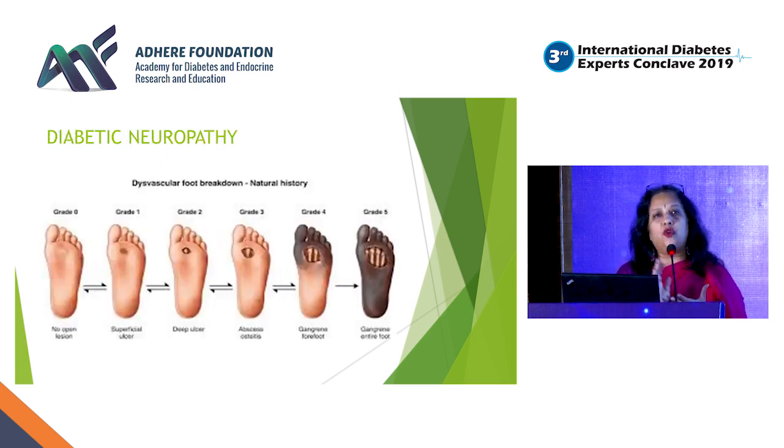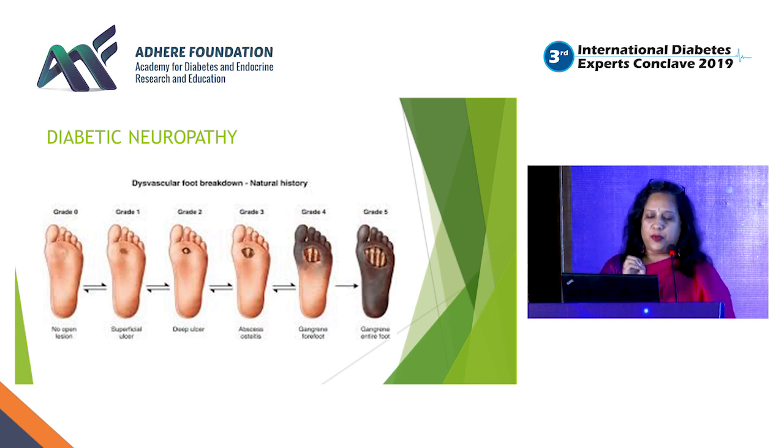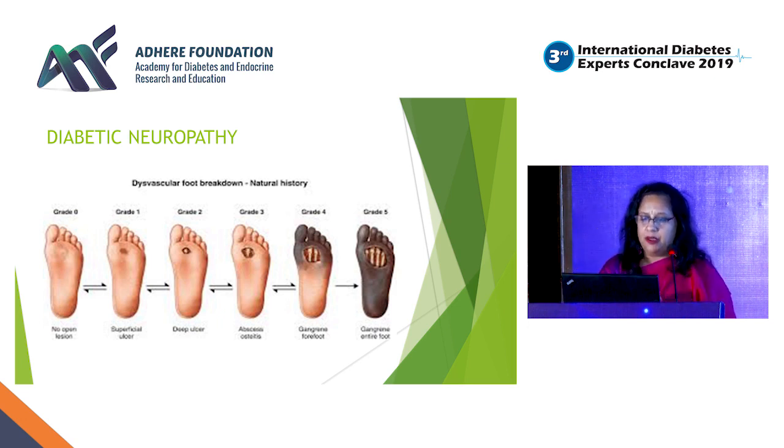Grade 0 is no open lesion, but it will definitely show some pressure changes. Grade 1 is a superficial ulcer. Grade 2 is a deep ulcer. Grade 3 is an abscess. Grade 4 is gangrene of the forefoot, and grade 5 is gangrene of the entire foot.